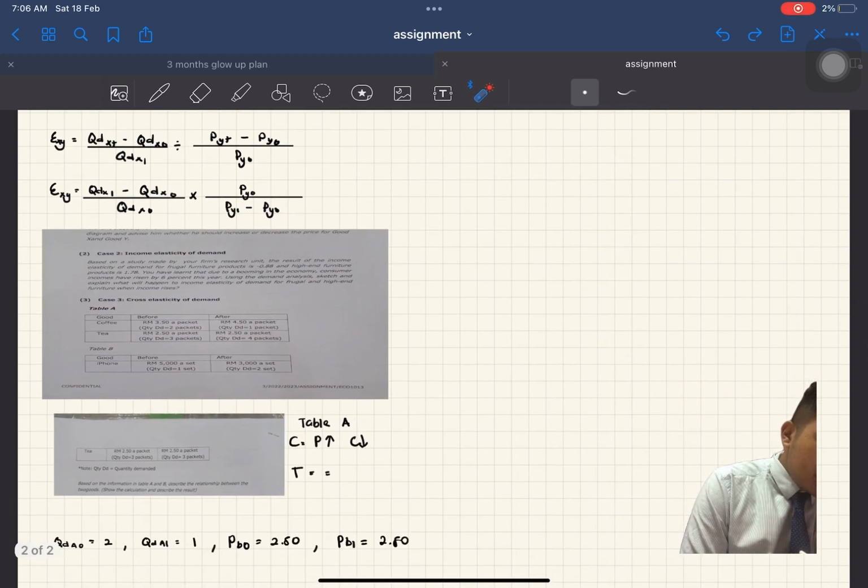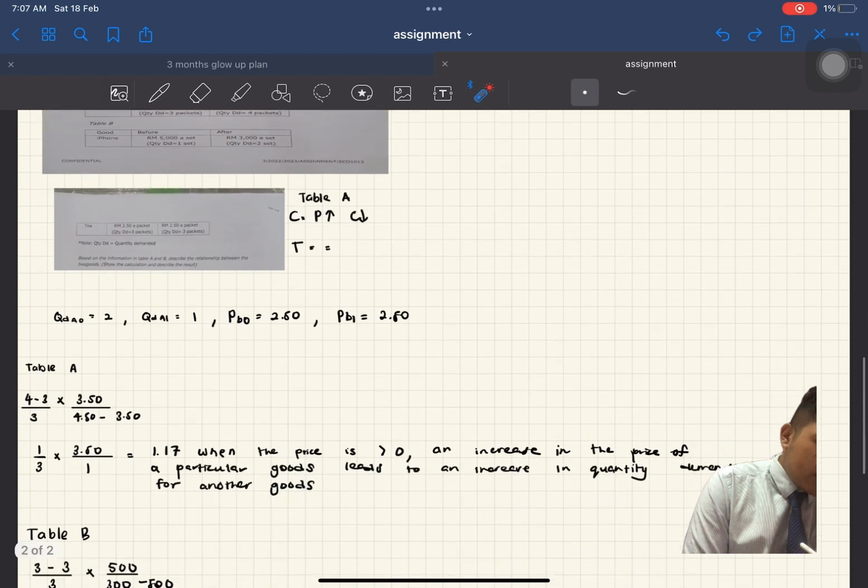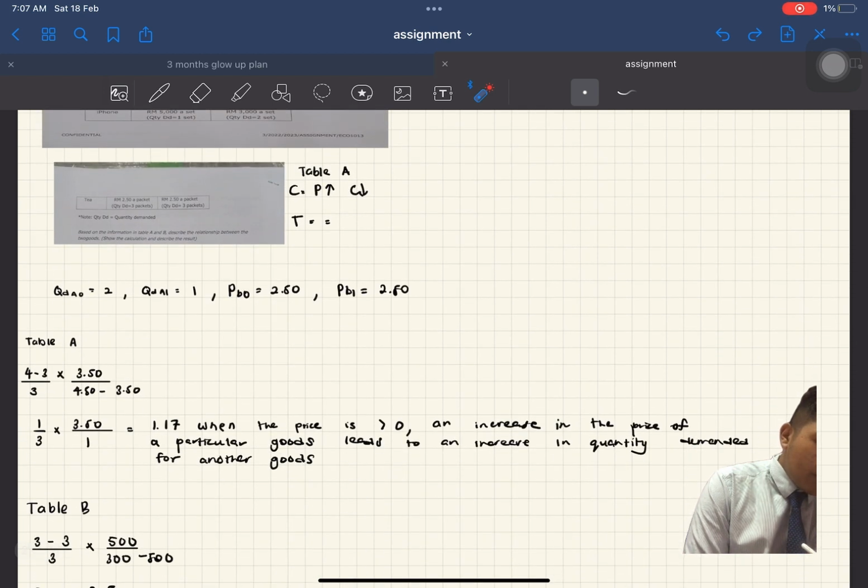Look at the question, case 3, cross elasticity of demand. He gives two tables, table A and table B, and we need to find the answer separately. So first, we substitute the information from the table into the formula, and then we got 1.17. When the value is greater than 0, an increase in the price of a particular good leads to an increase in quantity demanded for another good.